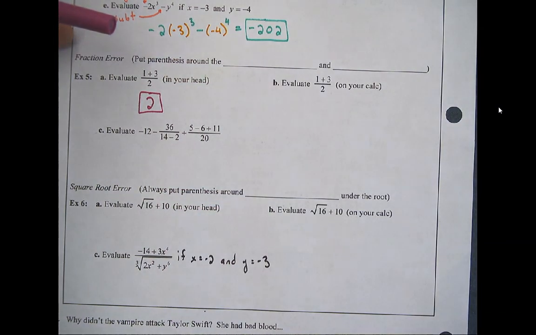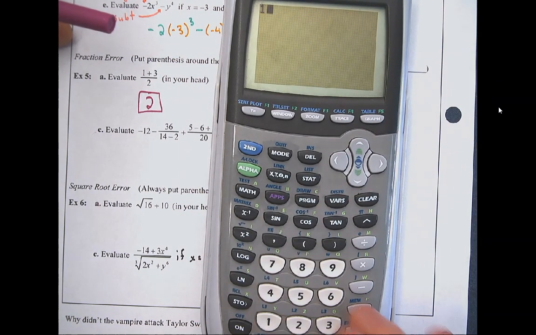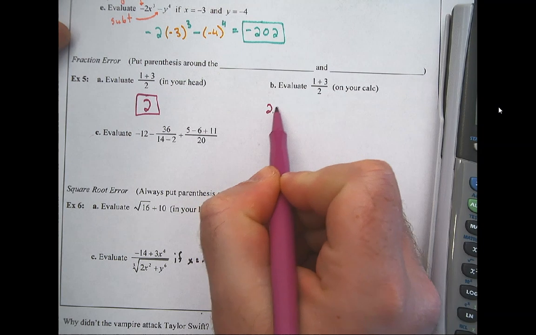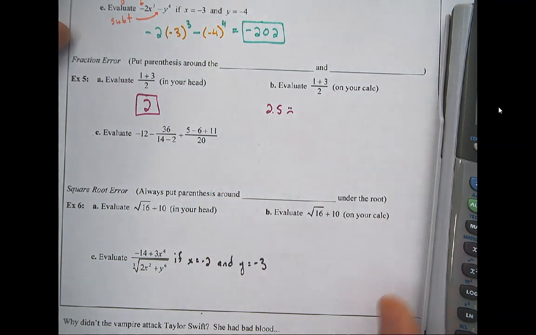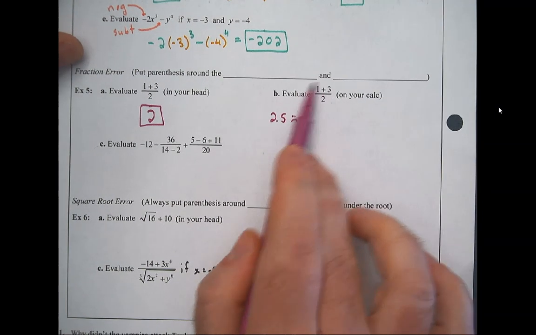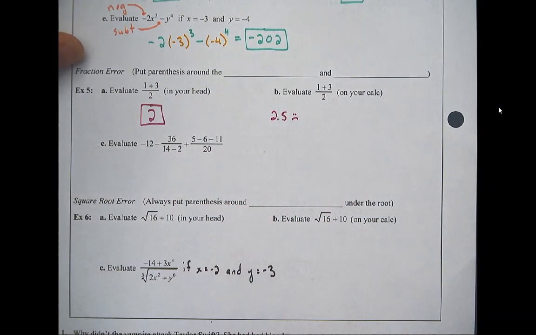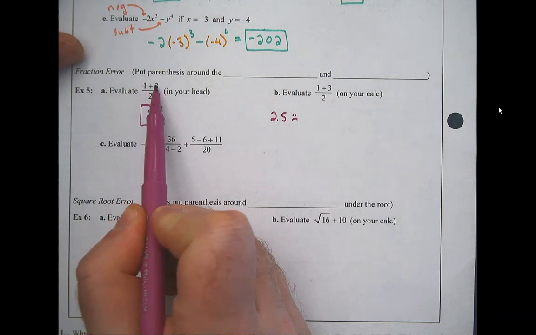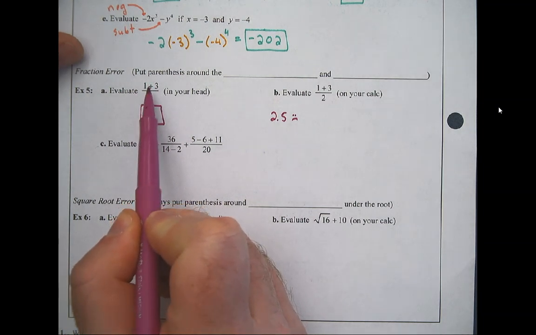I'll use the new operating system. 1 plus 3 divided by 2, and we get 2.5. 2.5. What happened? What's wrong? Well, look, you have to think about what this problem is asking you to do. There's implied parentheses here. It's implied over here. What did we do first? We did 1 plus 3, got 4, then divided by 2.